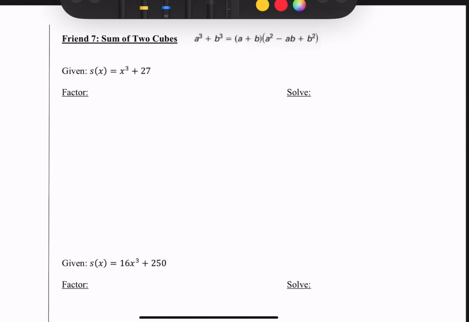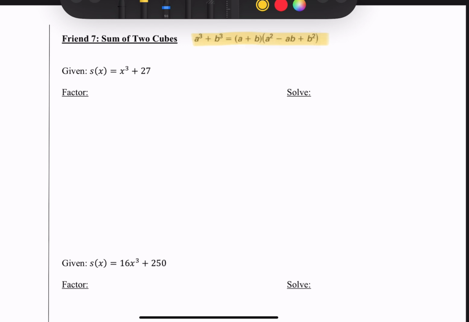Friend 7, a sum of 2 cubes. Very simple. If you have the formula written out, this is going to be so easy. So notice that it's a sum of 2 cubes. Both bases are perfect cubes. And when you factor it, you straight up use this formula. I would have this on my cheat sheet. I wouldn't even try to memorize it. I would Google it. If you ever see a sum of 2 cubes and you can't remember how to factor it, you just Google it. And then you just use that formula right there.